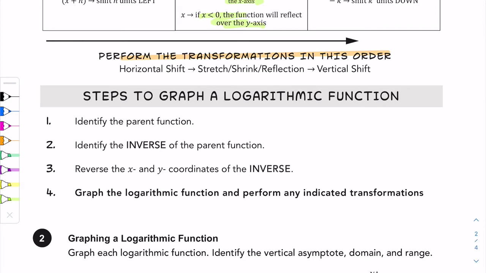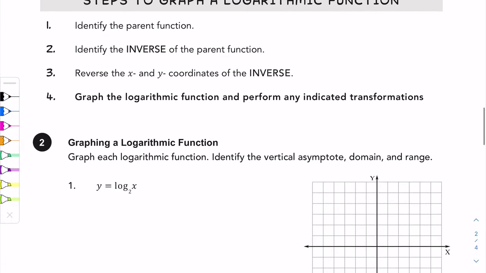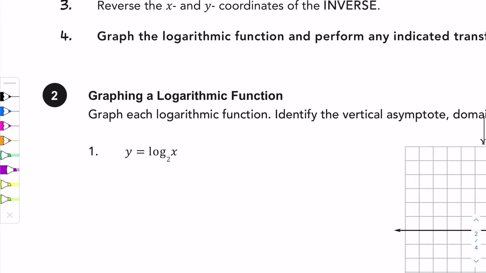I'm going to read through the steps as I go through number 1 for graphing. Number 1 for graphing is y equals log base 2 of x. And the first step listed above is to identify the parent function, which in this case is just the function I gave you. We don't have any transformations with this, but I'm going to write out each step. So this is step 1, the parent graph, which is y equals log base 2 of x.